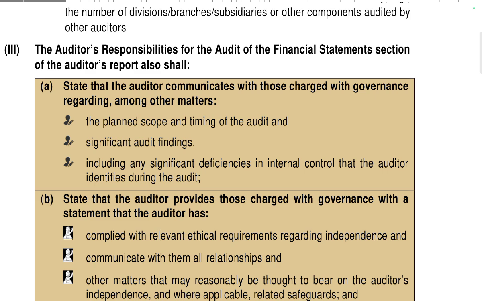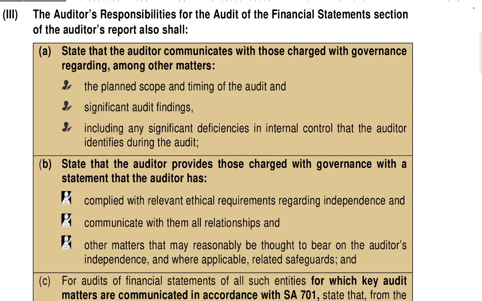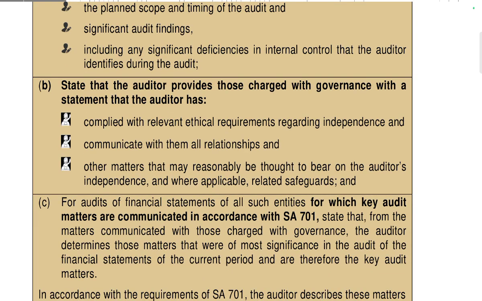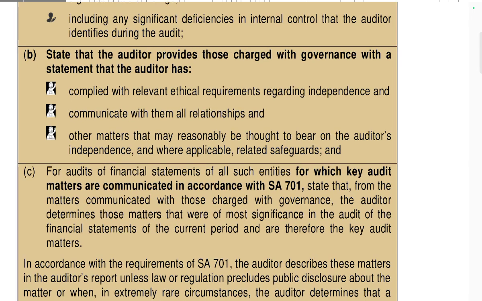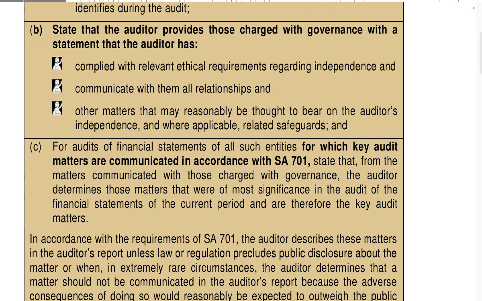State that the auditor communicates with those charged with governance regarding, among other matters, the planned scope and timing of the audit and significant audit findings, including any significant deficiencies in internal control that the auditor identifies during the audit. State that the auditor provides those charged with governance with a statement that the auditor has complied with relevant ethical requirements regarding independence, and communicates with them all relationships and other matters that may reasonably be thought to bear on the auditor's independence, and where applicable, related safeguards.